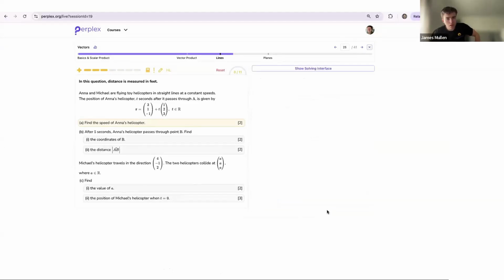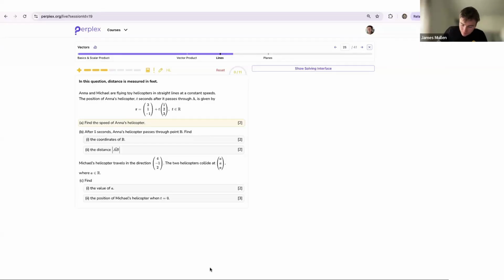together. All right, so first of all, we're told that in this question, distance is measured in feet. So let's remember that because it's going to be important when we are writing down our answers. And now we're told that Anna and Michael are flying toy helicopters in straight lines at constant speed. And the position of Anna's helicopter, t seconds after it passes through A, is given by (3, 1, -1) plus t times the direction (1, 2, 3). And we want to find, first of all, the speed of Anna's helicopter.